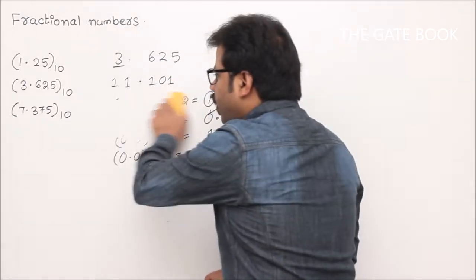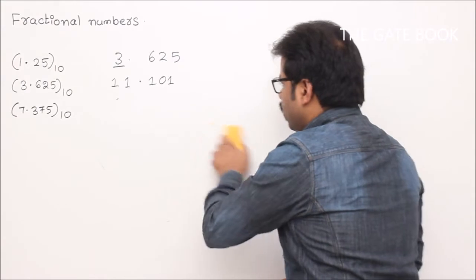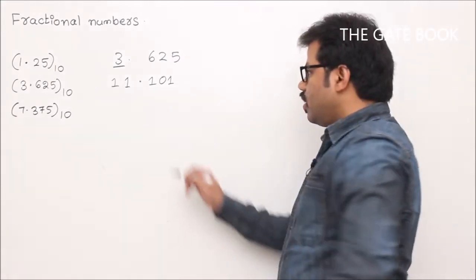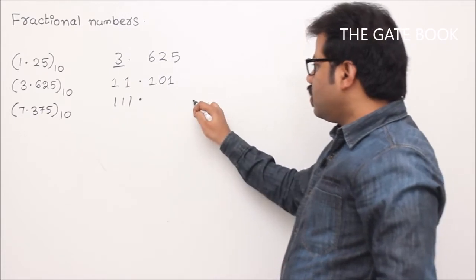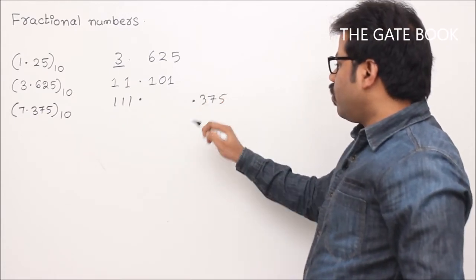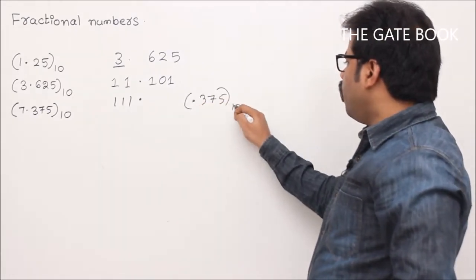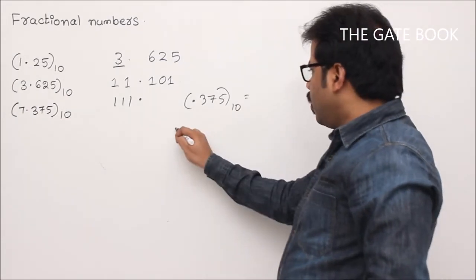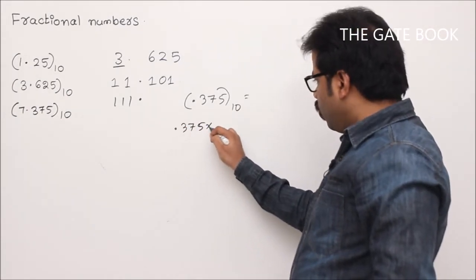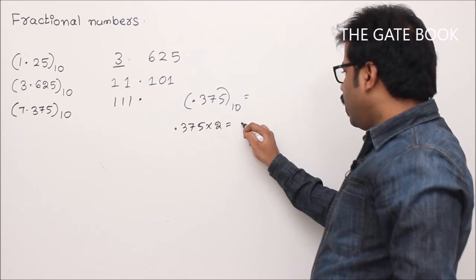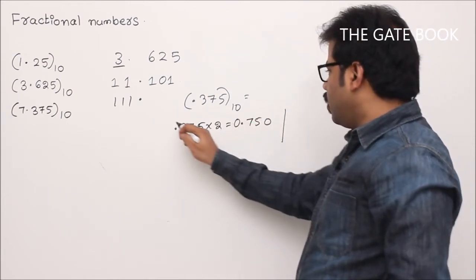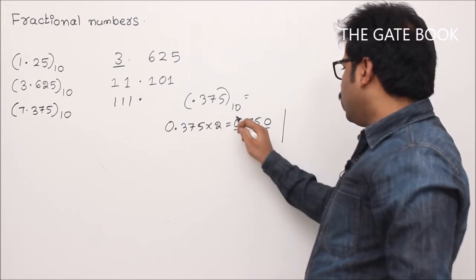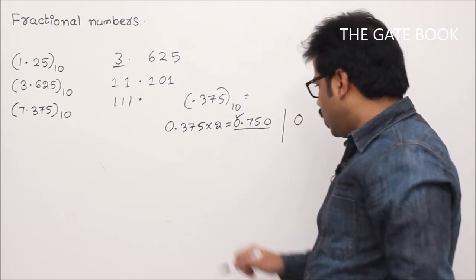Next, 7.375 base 10. In the same way, let us do that. 7 means triple one, point, so the remaining part is 0.375. We have to convert this to binary. First step, 0.375 into 2, which is 0.750. So 0 is the remainder. Remember that 0.